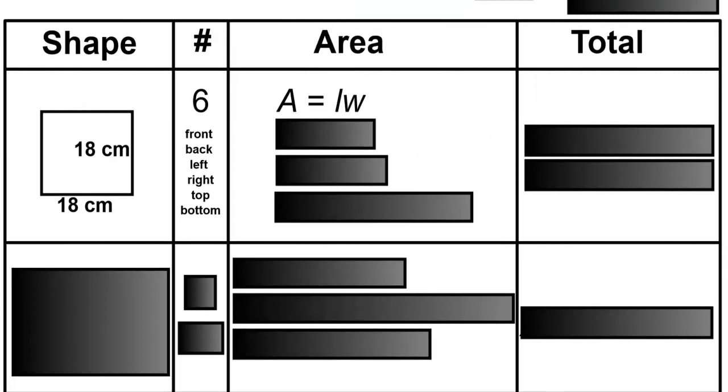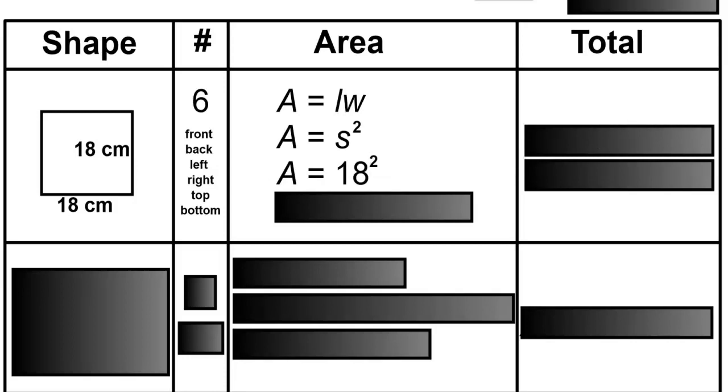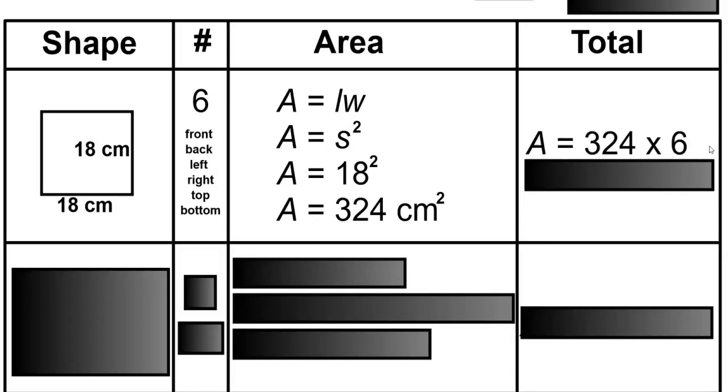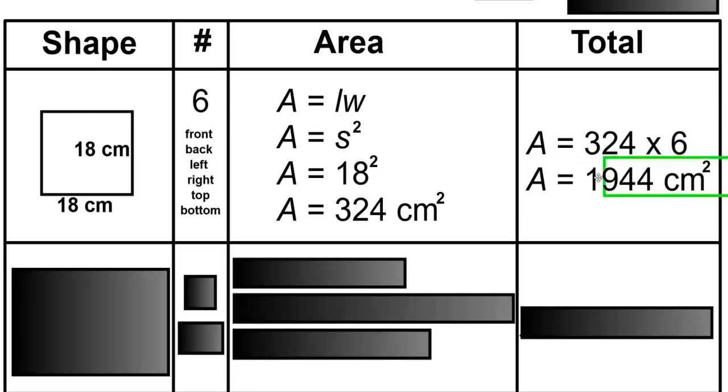Area equals length times width, or area equals side squared. Area equals 18 squared, and 18 squared is 324 centimeters squared. There's 6 sides, so multiply that by 6, and we'll get a total area of 1,944 centimeters squared.